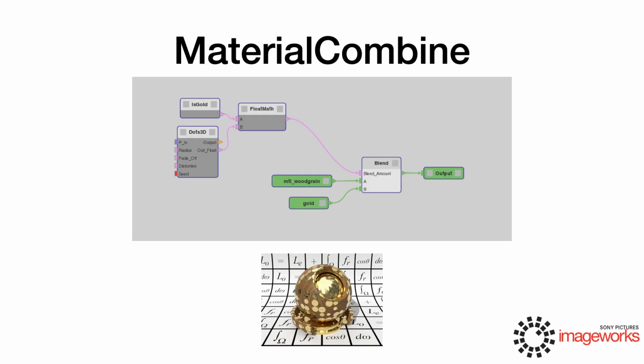Getting back to our example from before, we see the corresponding MaterialCombine graph that creates the identical image. The green nodes here represent entire materials, and we end up with a system that's much simpler and easier for the artist to comprehend. This means they're now able to craft much more complex combined materials.